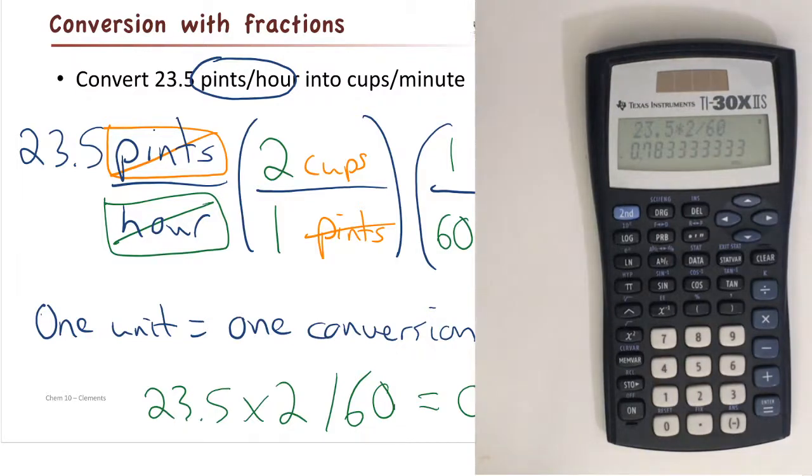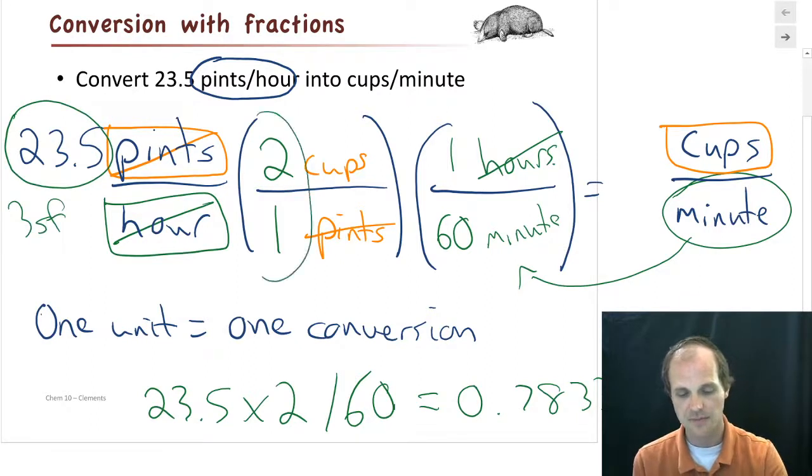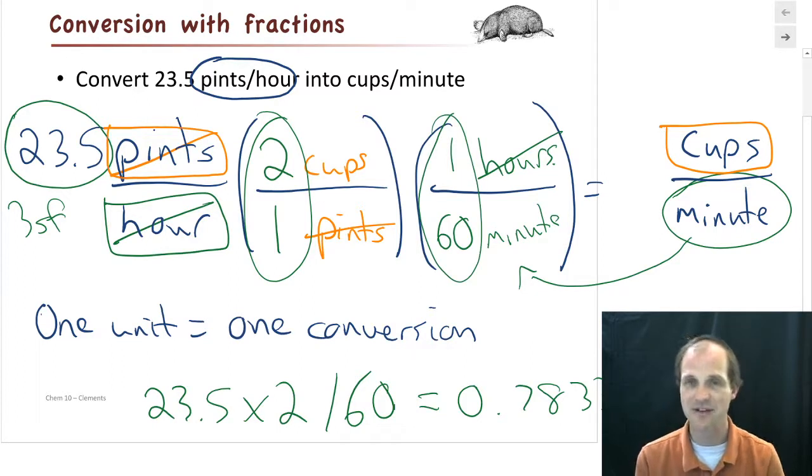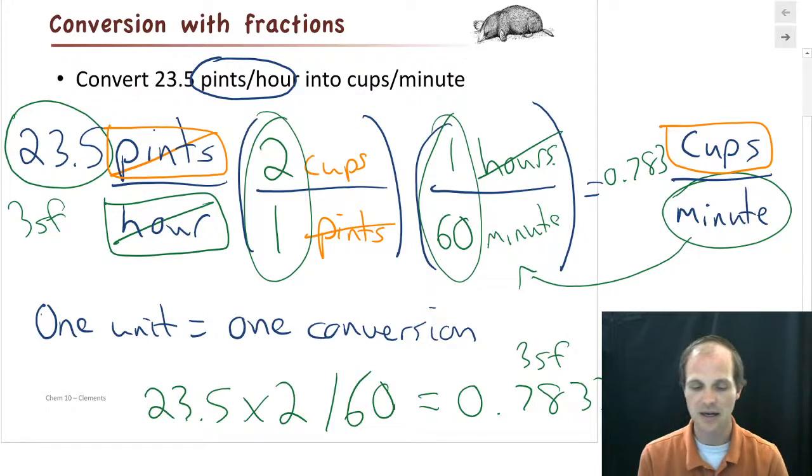We remember that we now have to do our significant figures. We've got 3 significant figures up here. Cups and pints, a definition, exact. Hours and minutes, a definition, exact. So our 3 sig figs at the beginning is going to be 3 sig figs at the end. And this is 0.783 cups per minute.